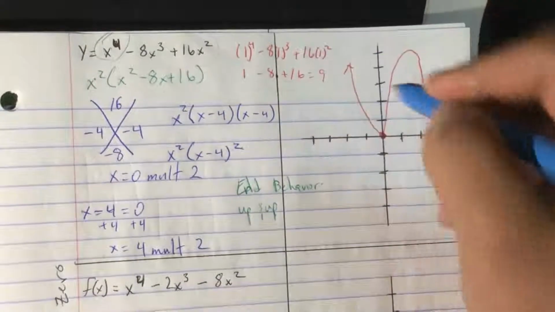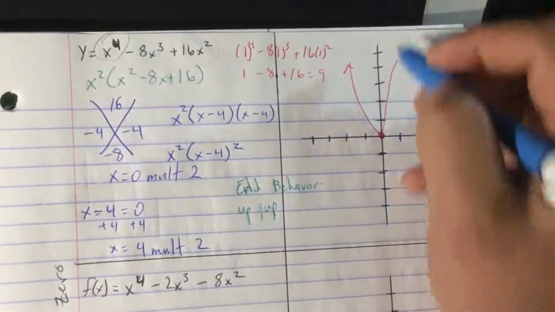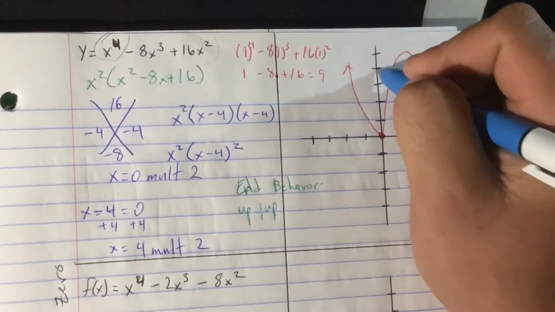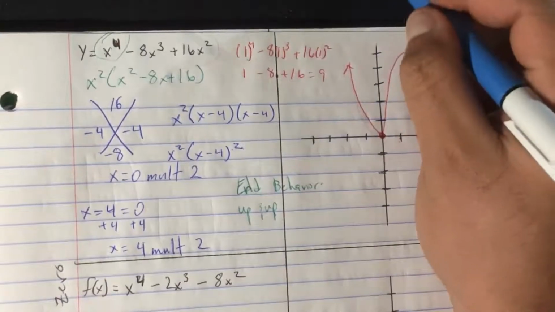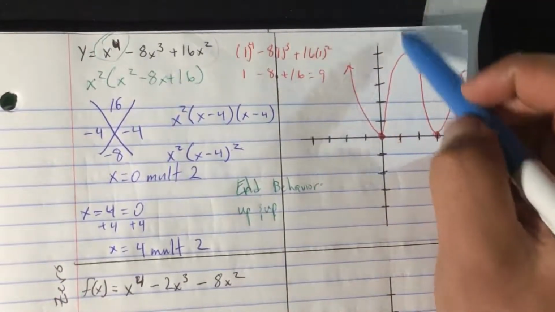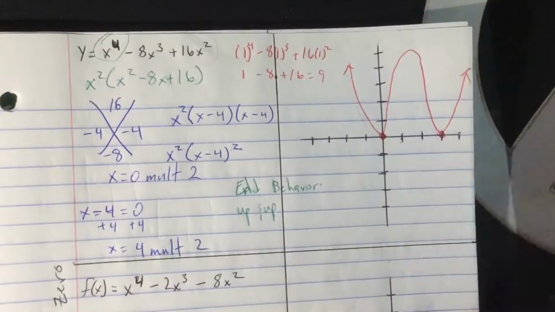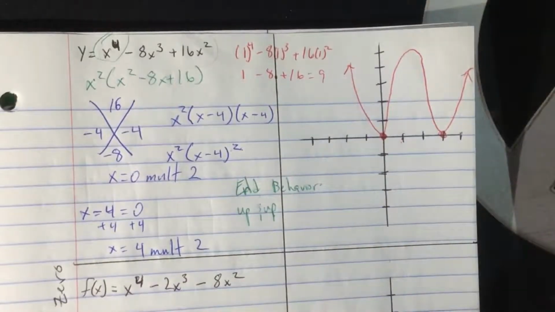Like I said, I'm not 100% sure where this is going to hit, but I know at 1 it hits at 9. 1, 2, 3, 4, 5. So it's going to hit way up here. But you know what? I'm just going to draw this graph just to see, so you kind of understand what's going on.